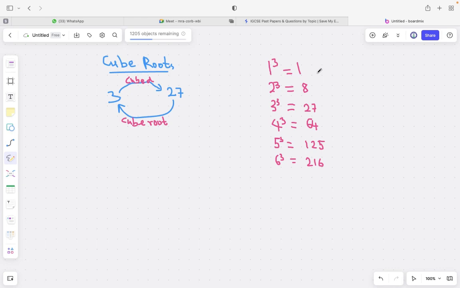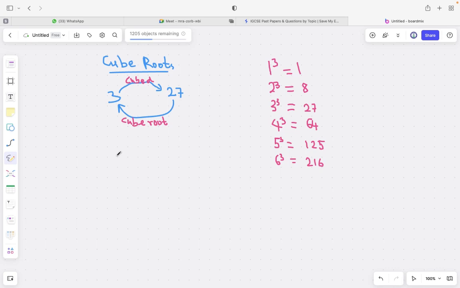And we're going to find how this is being used. So if we say 3, when 3 is cubed, you get 27. When you find the cube root of 27, you get back 3. So how do you use cube to find cube root? How do we use this concept to find the cube root of 27?